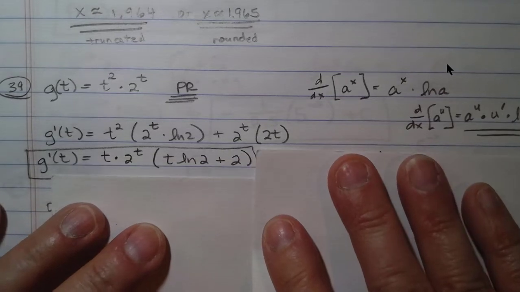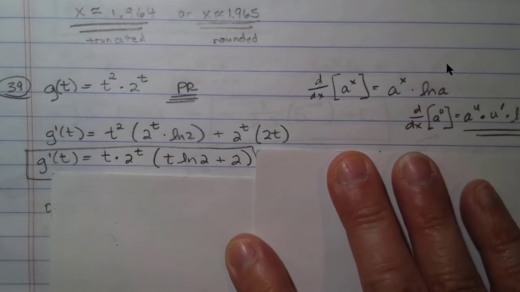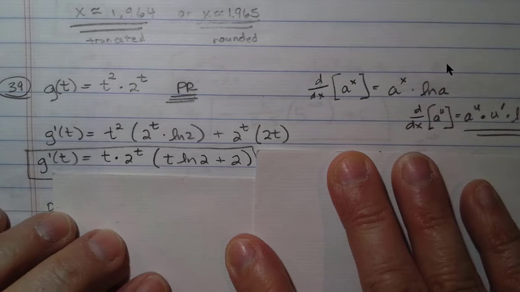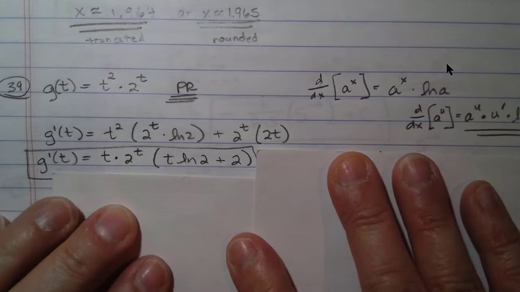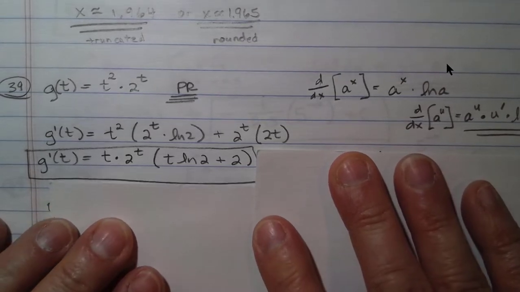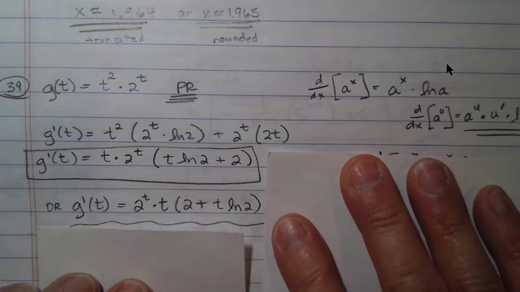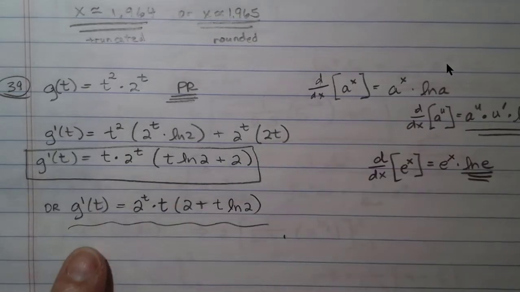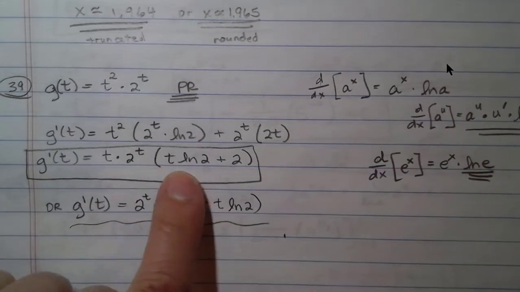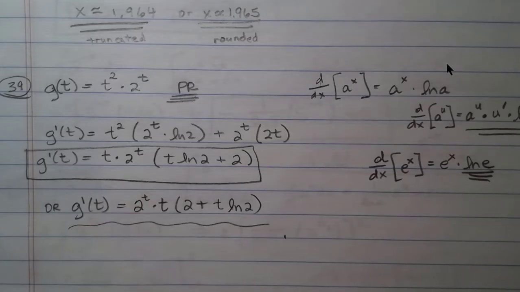And I can clean it up ever so slightly. Each of these terms has a 2 to the t, and each of these terms has a t. So factoring out the common factor gives you that beautiful answer. You could also write it like this, switch the order of that, it doesn't matter.